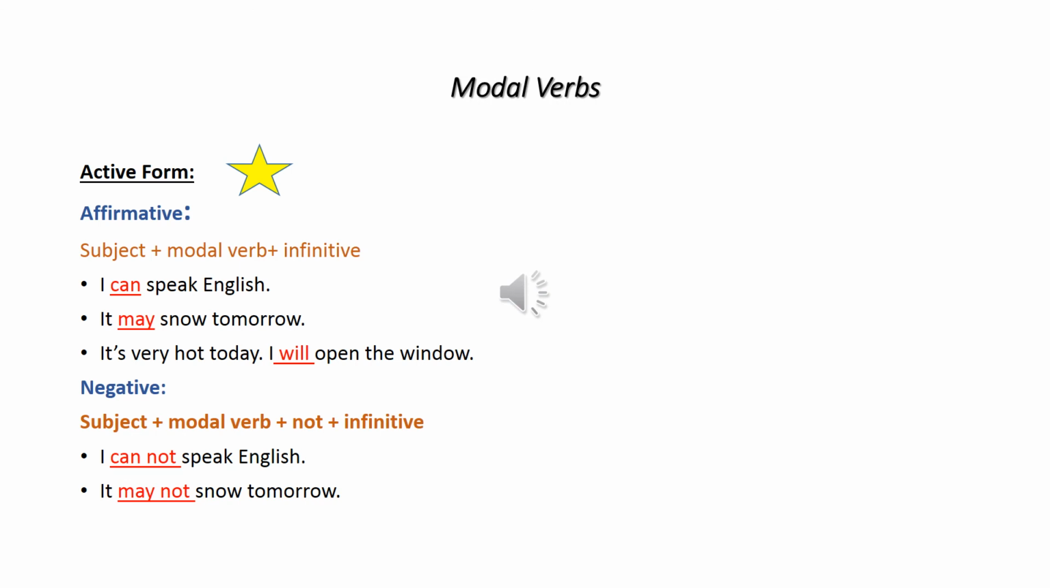Before talking about the passive form, let's talk about the active form. We know that active sentence is totally the opposite of passive sentence. In an active sentence, the subject performs the action of the main verb. It means the doer of the action is in the sentence. يعني من قام بالفعل موجود بالجملة.